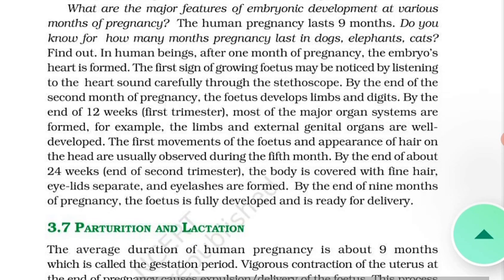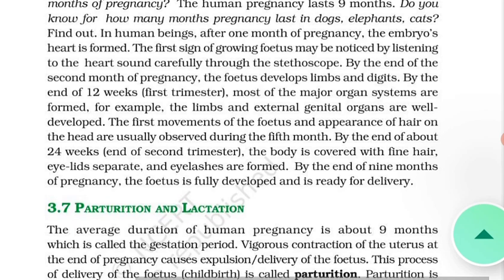By the end of about 24 weeks, that is end of second trimester, जिसे कहते हैं 24 वीक्स, क्योंकि 12 वीक का फर्स्ट ट्राइमेस्टर होता है. ठीक है. By the end of about 24 weeks, that is end of second trimester, the body is covered with fine hair, eyelids separate and eyelashes are formed.